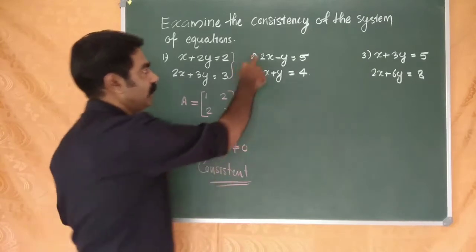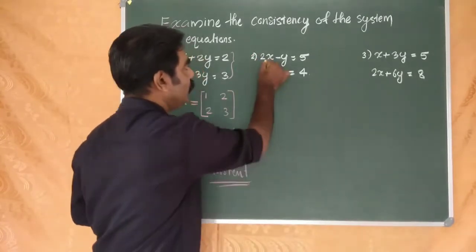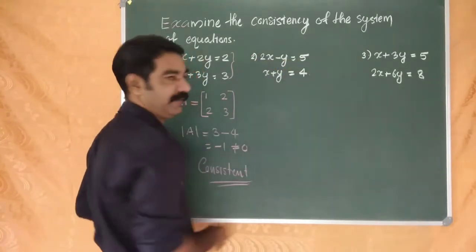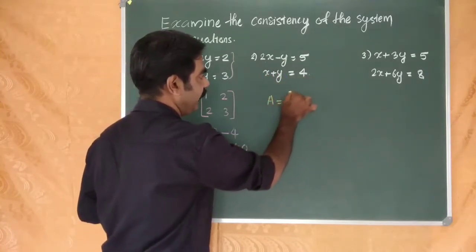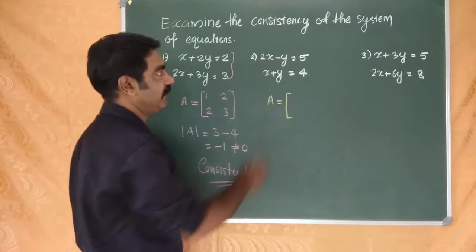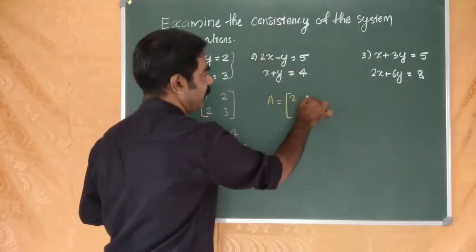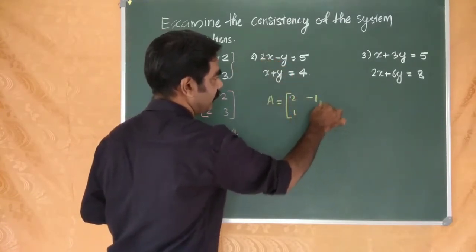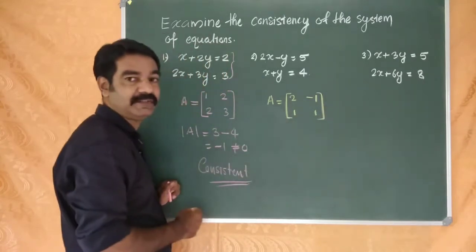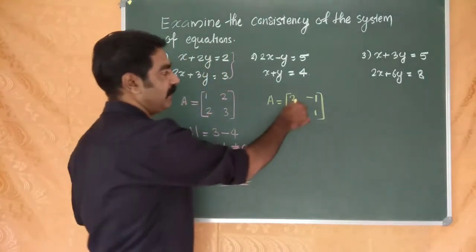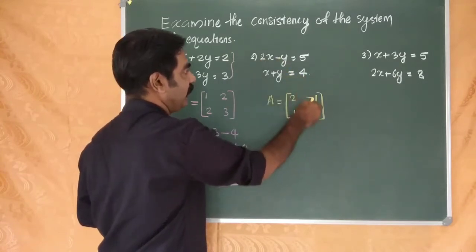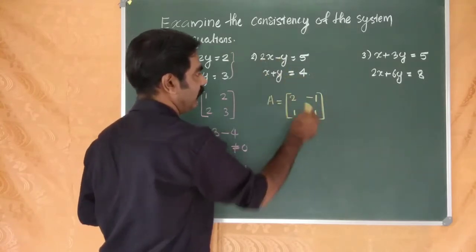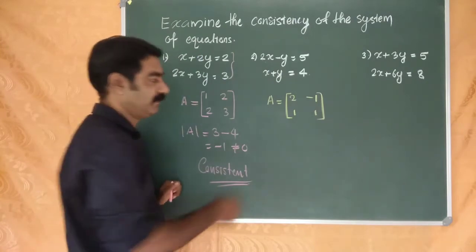And what about the second question? The second question is 2x minus y is equal to 5, x plus y is equal to 4. So you write the matrix A. What is the matrix A? It is 2, minus 1, 1, 1. A is the matrix whose elements are the coefficients of the variables: 2, minus 1, 1, 1.